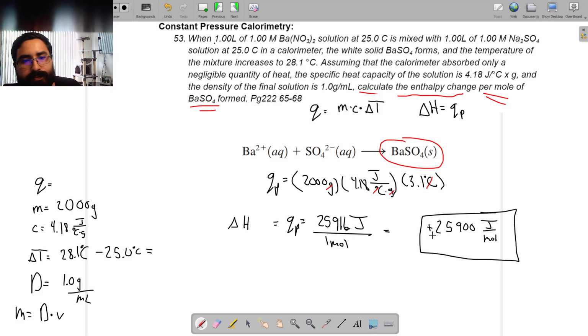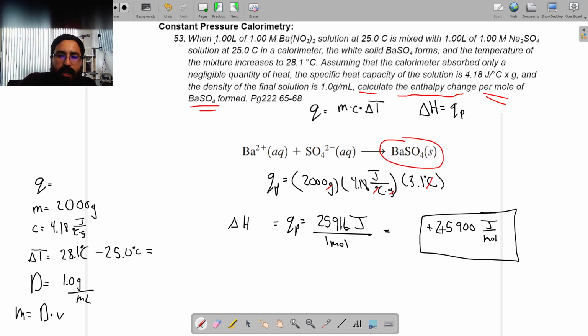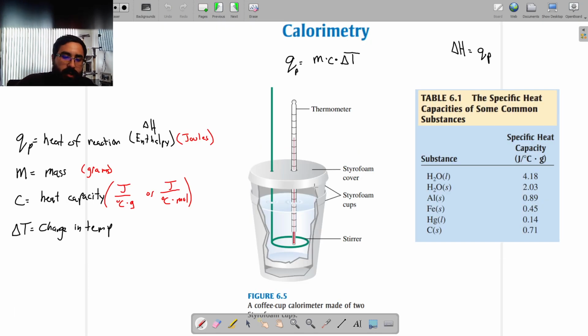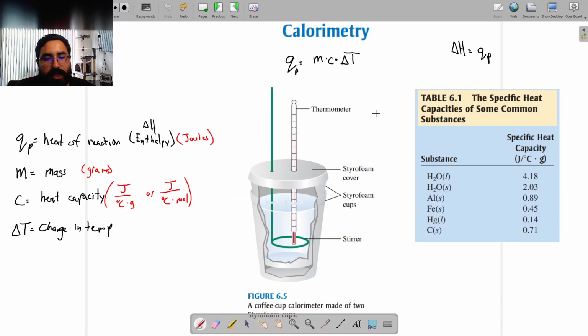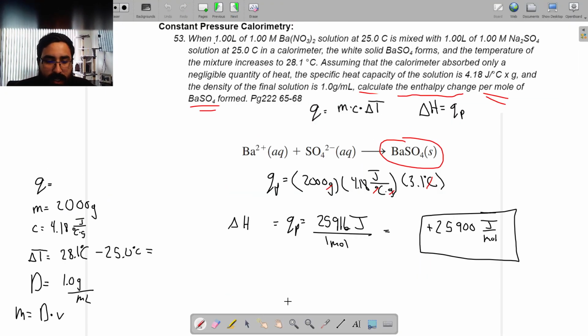Oh, so let's think about it. Let's actually take a look at this value. Let's go back to our calorimeter, right? So if you mixed these two solutions inside here, they would release heat, and that would cause the temperature to go up. The temperature going up tells us that this released heat.